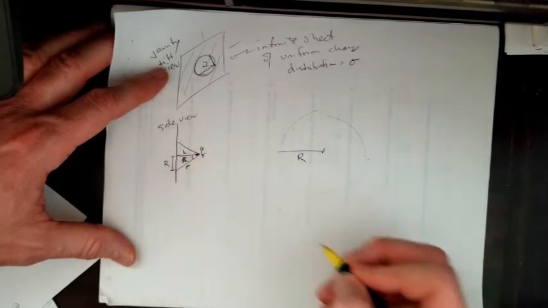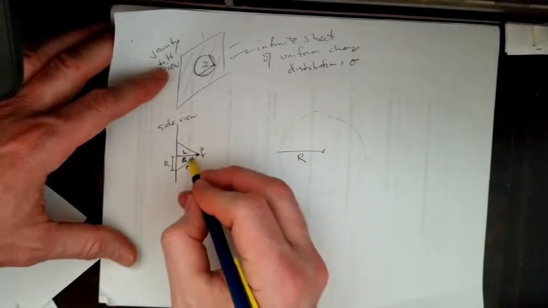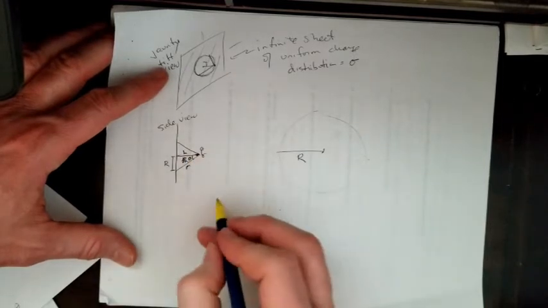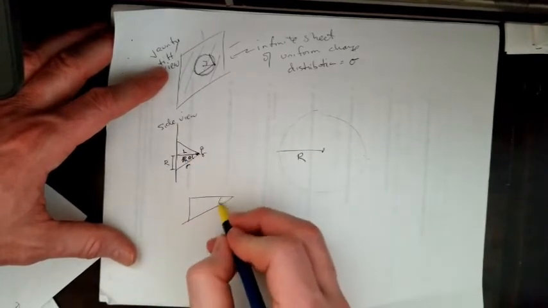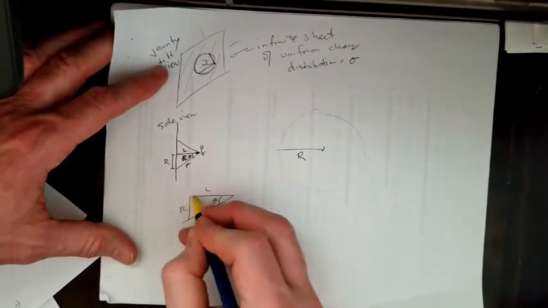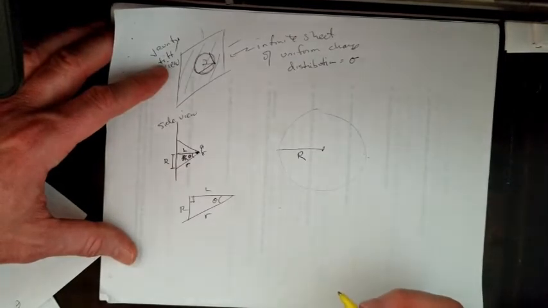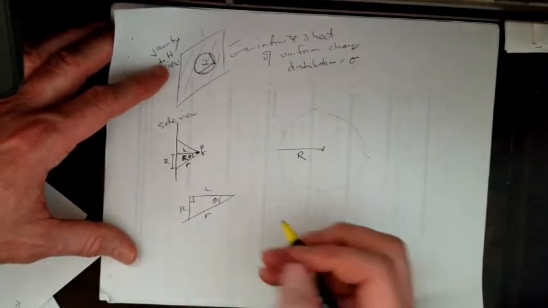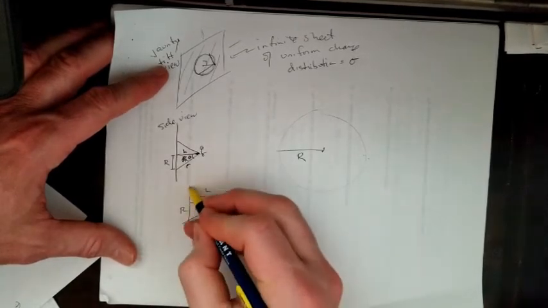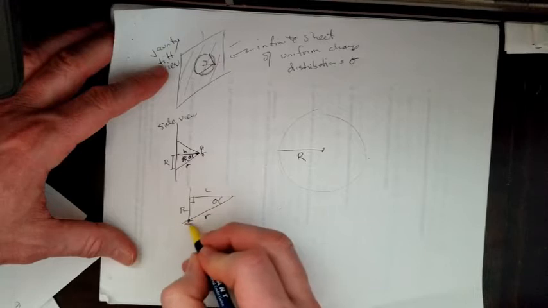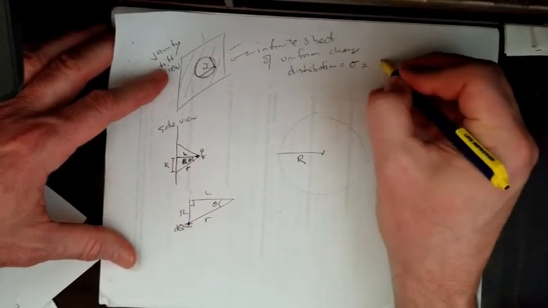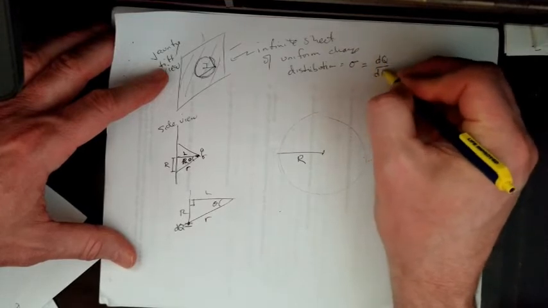And so let's come up with some other temporary things right here. This angle right here, we're going to make theta. That is a right angle. So I have a couple things to work with right here. I think I have all the temporary variables that I need. I have my dq right here. I know sigma is equal to dq over dA.